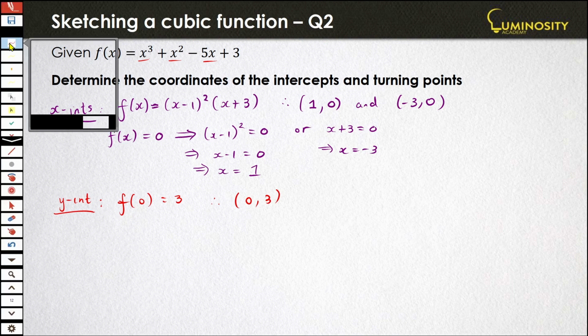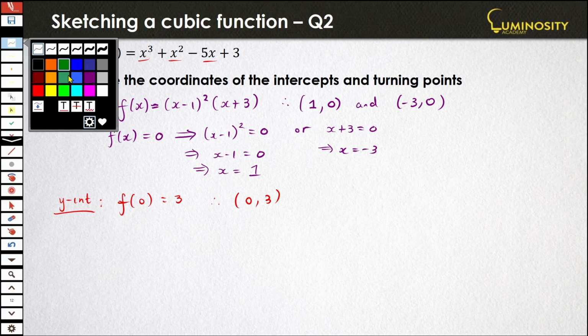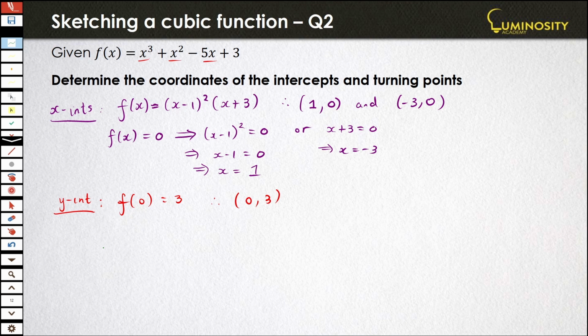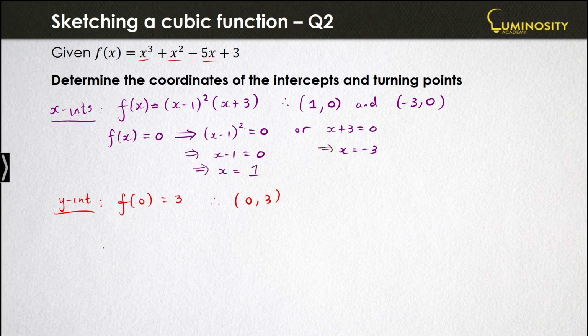What about the turning points now? Okay, so for the x-intercepts, knowing the factorized form is great. For the turning points, it's better to know this form, the ax cubed plus bx squared plus cx plus d, because now we can use the power rule and then sum and difference laws for derivatives. So f prime of x, using the power rule, is going to be 3x squared plus 2x minus 5.